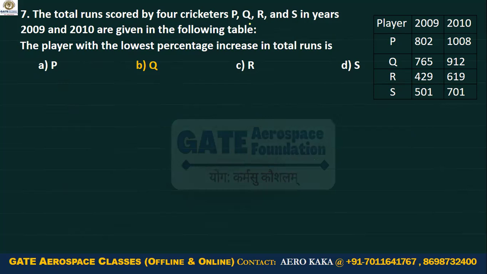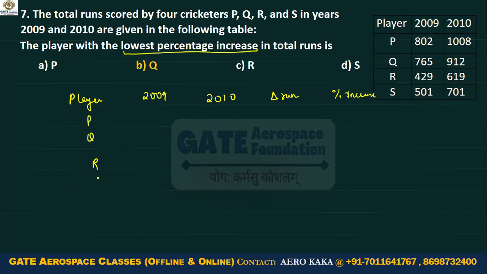The total runs scored by 4 cricketers, P, Q, R, and S in years 2009 and 10 are given in the table below. The player with the lowest percentage increase in total runs. So over here, you have to find out not the lowest increase but the lowest percentage increase. So I'll try to create this table again. So let's talk about player, 2009, 2010, increase. I'll write down delta runs and then we'll find the percentage increase. Right. So these are P, Q, R, and S.